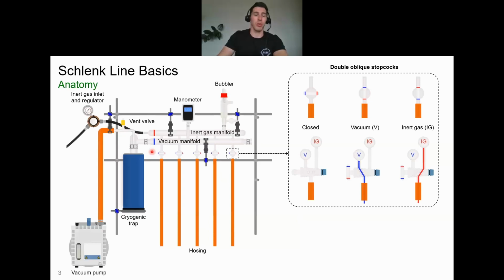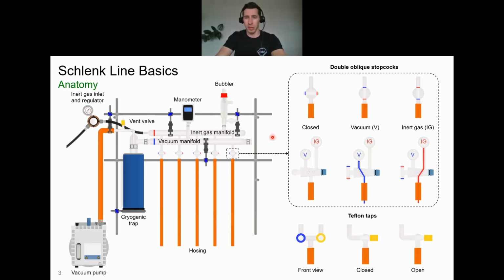It doesn't have to be two colors, you can simply mark just one so that you always know without having to look at the side-on view. An alternative to double oblique stopcocks are Teflon taps or pistons. And these have to be controlled independently. So you have one for inert gas and one for vacuum. Again, they can be color coded if you want.